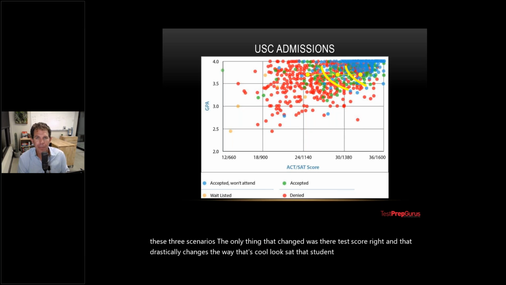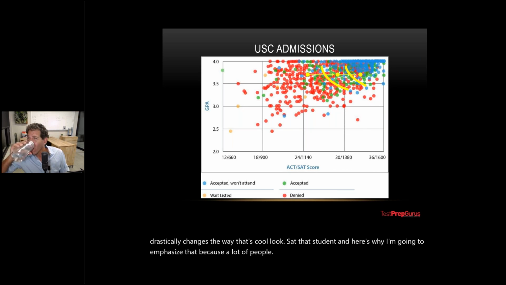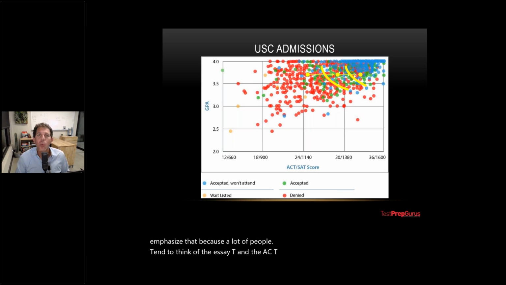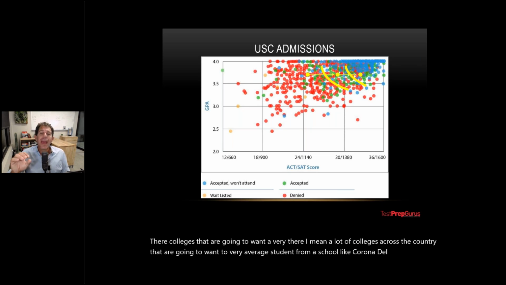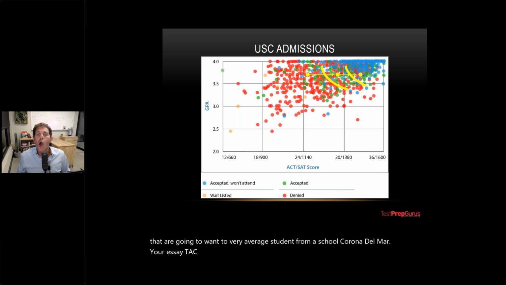And here's why I'm going to emphasize that, because a lot of people tend to think of the SAT and the ACT as something that's going to take away opportunities from them. If you attend a school like CDM, that couldn't be further from the truth. There are a lot of colleges across the country that are going to want a very average student from a school like Corona Del Mar. Your SAT and ACT score, all they can do is enhance your profile, give you more options at selective colleges and more opportunities at these merit-based scholarships.